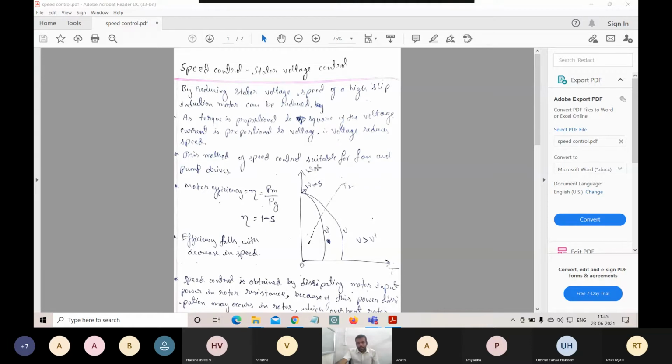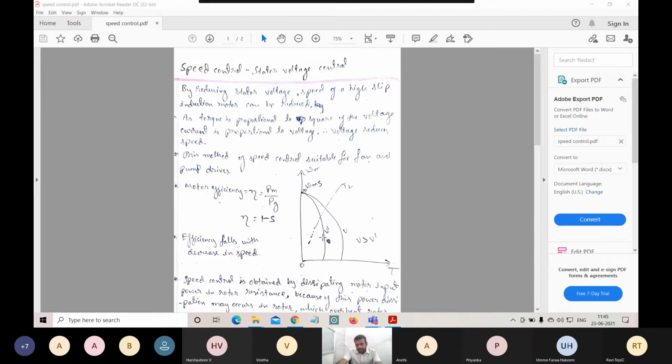You can observe here, this graph is drawn for the relationship between speed and torque. As I told yesterday also, at the time of starting, the torque will be 0 and speed will be maximum. So at the time of starting, torque is 0 but speed is maximum. As torque increases, speed decreases, and at some particular point, the speed will be 0 for one value of torque.